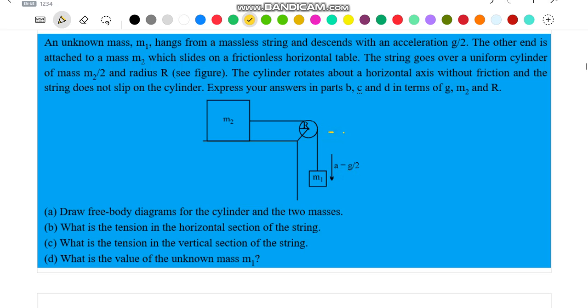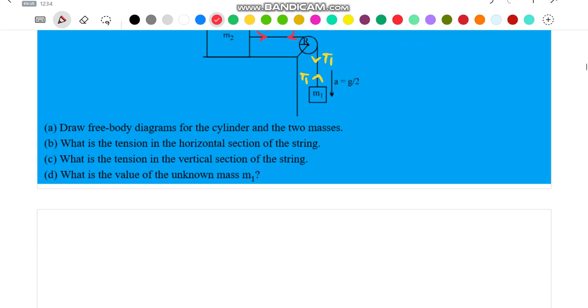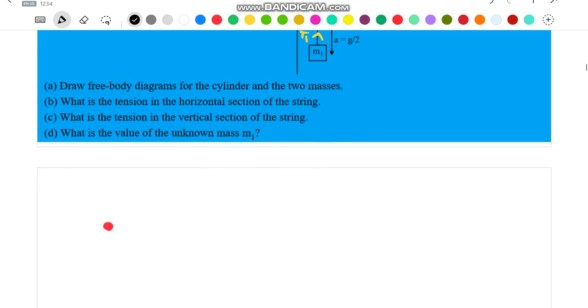Let us first draw the free body diagram of mass m1 by considering the tension in this portion of the string to be T1, and in the horizontal section of the string I am considering the tension to be T2. So let us now draw the free body diagram of m1. For m1, the first force acting on the block will be its force of gravity, that is m1g in the vertically downward direction, and T1 in the upward direction. It is given that the acceleration of this block is g by 2. So this is the free body diagram of m1.